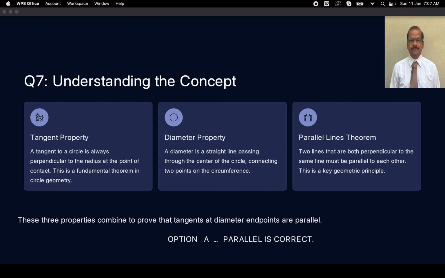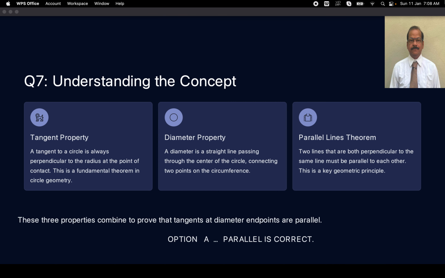First one is the tangent property we are using. A tangent to a circle is always perpendicular to the radius at the point of contact. This is a fundamental theorem in circle geometry. Second one, diameter property. A diameter is a straight line passing through the center of the circle, connecting two points on the circumference.